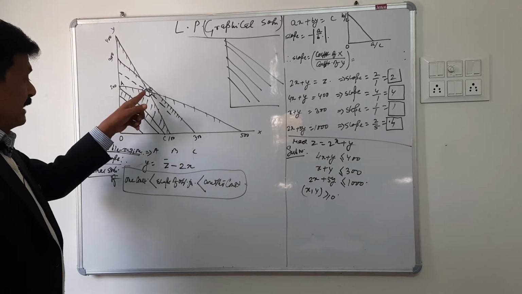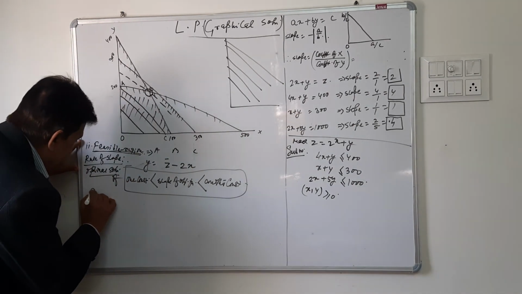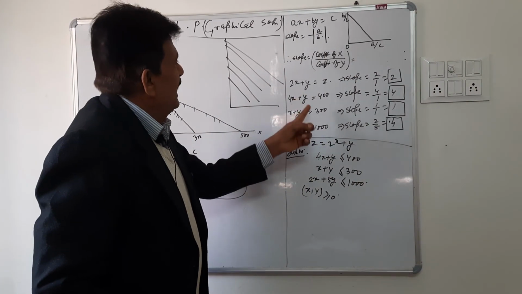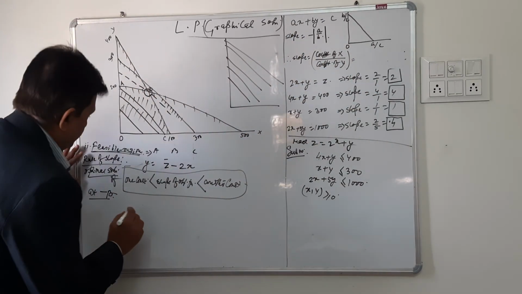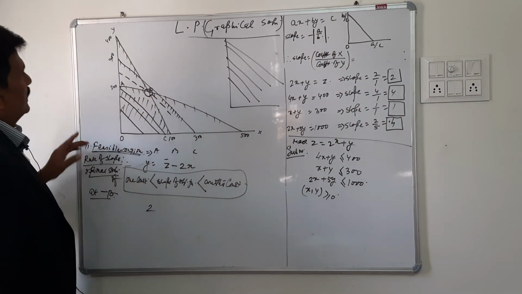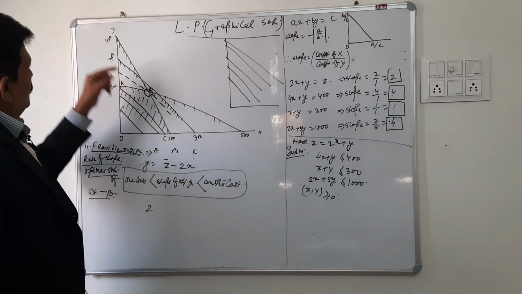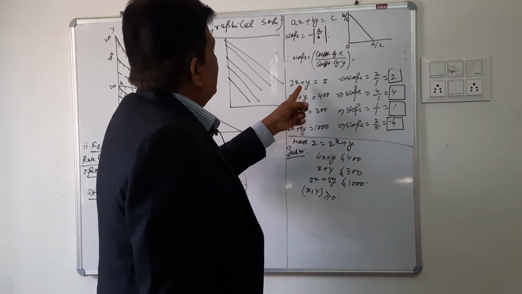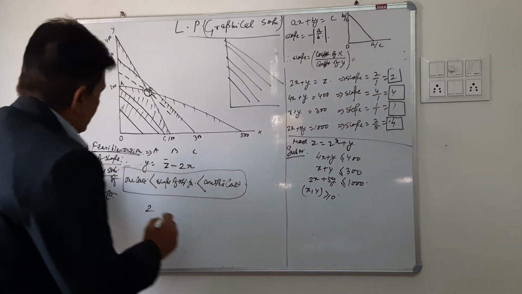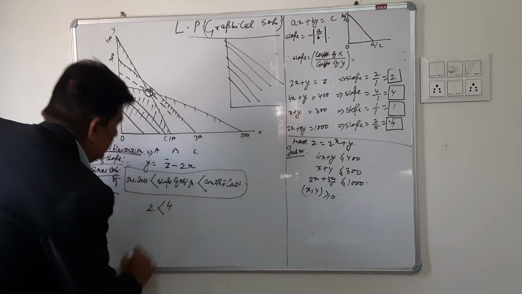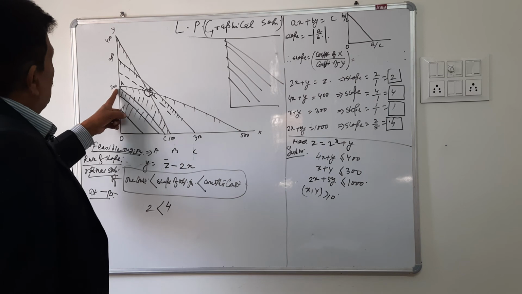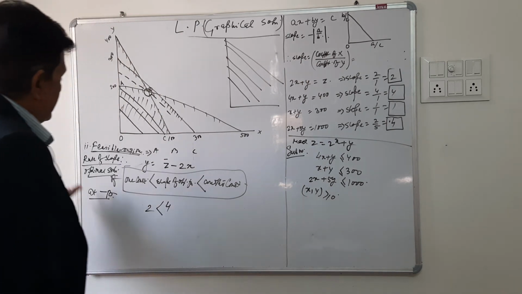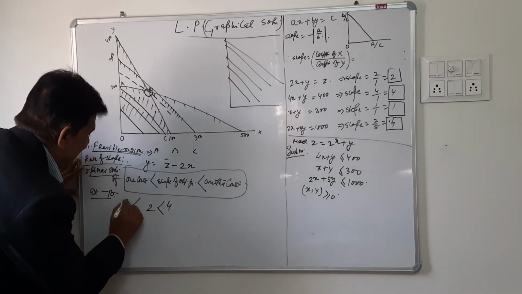Now see what is happening at point B. At B, the slope of the objective function, which we have already found out, is 2. Now we have two lines, 400 and 100. This one, so its slope is 4. So 2 is smaller than 4. And another is 200 and 500. Its slope is 0.4. So absolutely 2 is greater than 0.4.